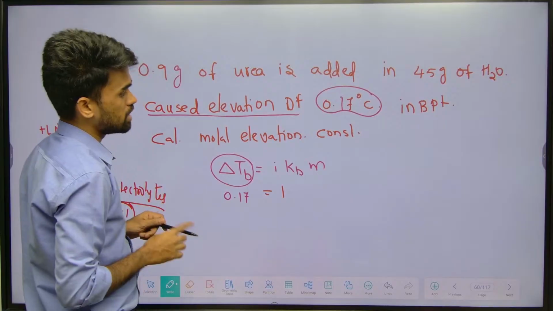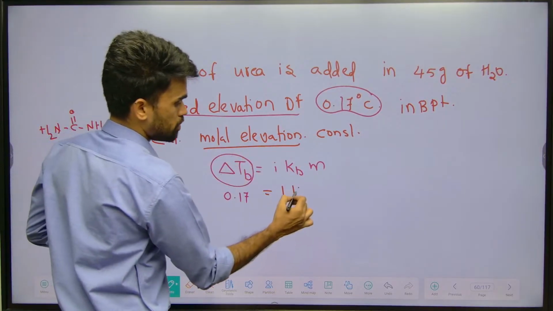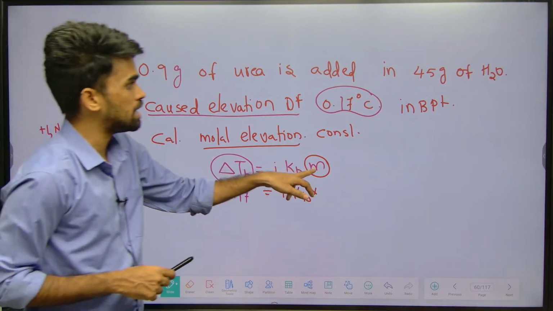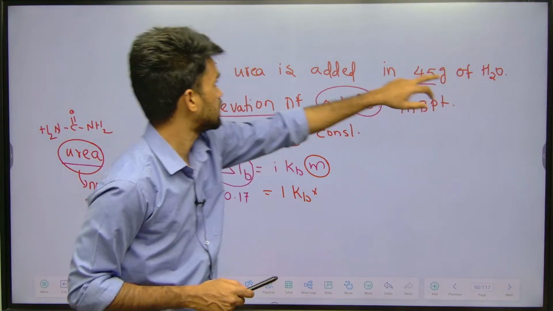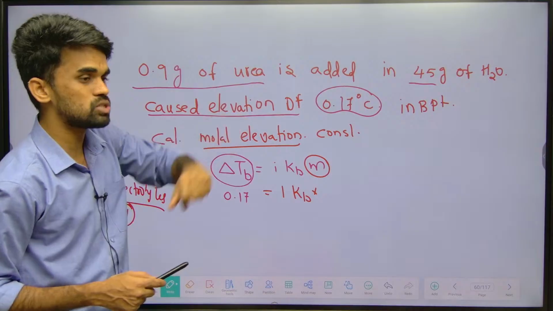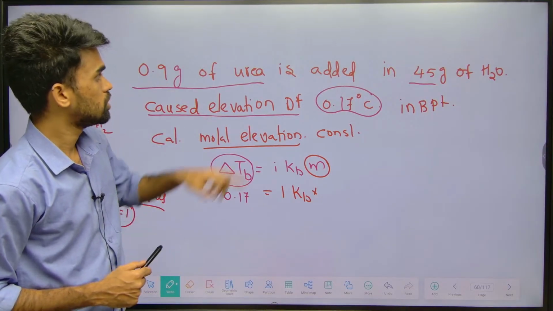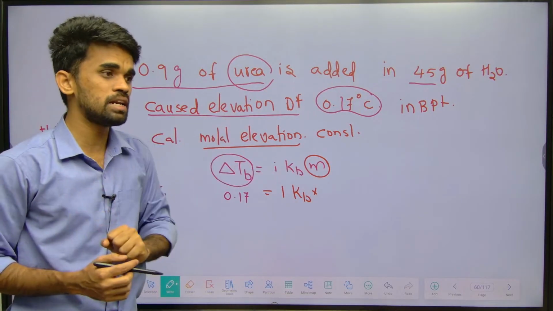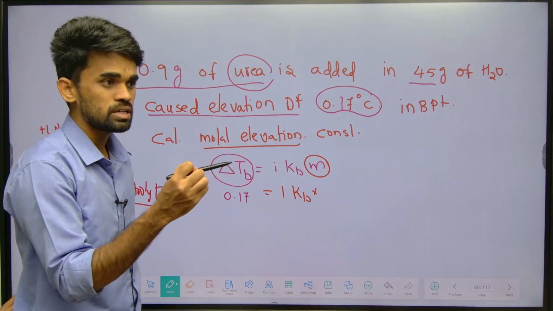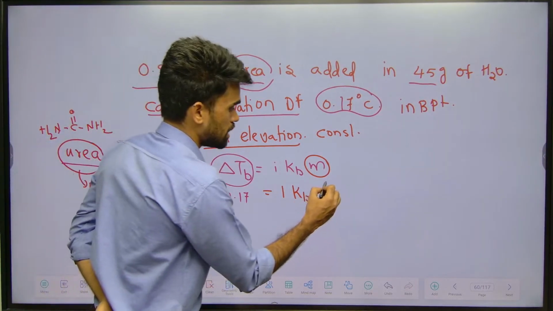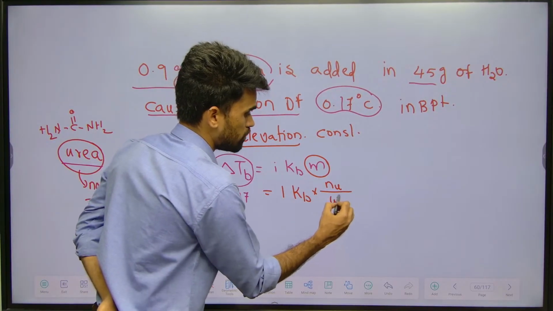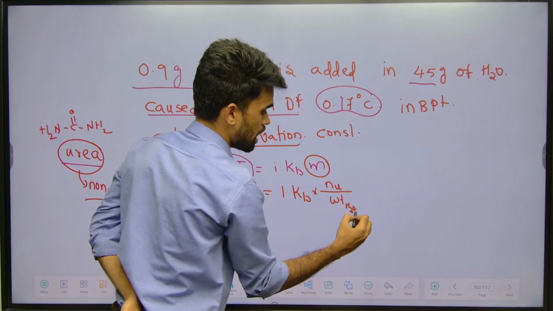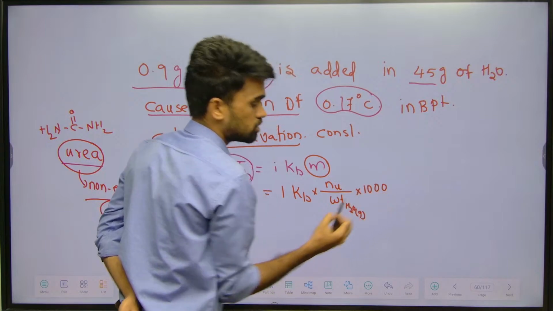0.17. Okay, next one, what are they asking? Kb value. And what about molality? Did they give the molality value? So how can you write molality? See, 45 grams of water they are saying, 0.9 grams urea. So what is our solvent and solute here? Urea is solute, water is solvent. So what is our definition of molality? Number of moles of solute in 1 kg of solvent. So can I write number of moles of urea dissolved in 1 kg of solvent? They are given in grams now. So weight of solvent, water in grams, multiplied with 1000. Can we say like this?